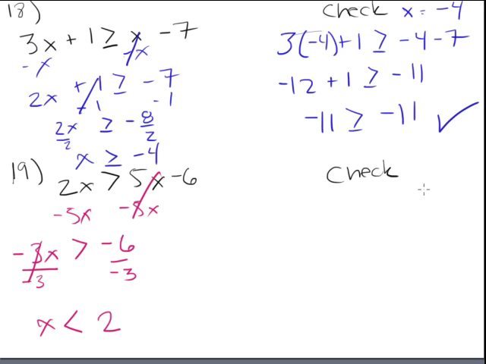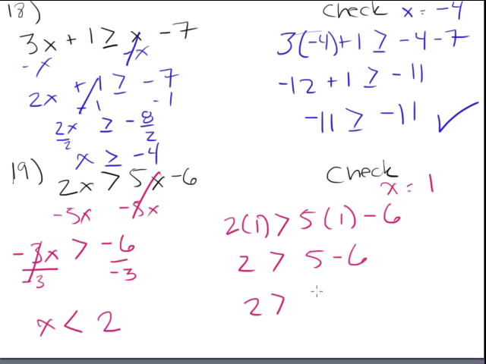So what's a number that's less than 2? That would be nice to work with. Let's just use 1. Okay, so I'm going to rewrite my equation, and when I see an x, I'm going to put a 1. Okay, so I'm going to have 2 on this side. This is going to be 5 minus 6. 5 minus 6 is negative 1. So then I check if this is correct. Is 2 greater than negative 1? Yes, it is. So it's correct.